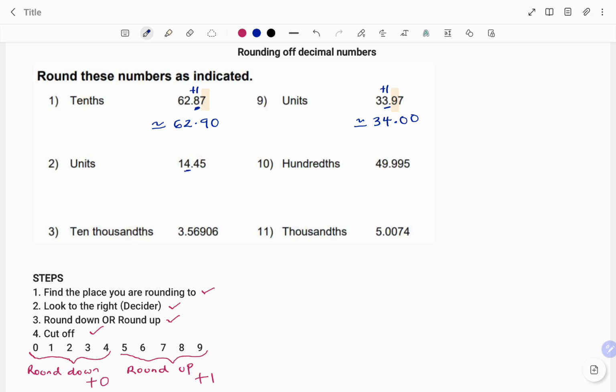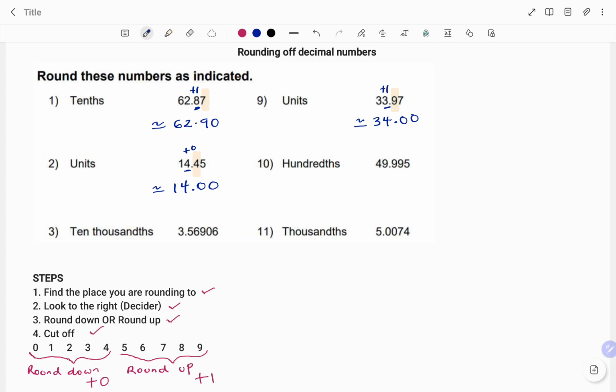In the third example, you're still rounding to units. I'm going to underline the number in the units position, which is 4. I look to the right for my decider, which is the number 4. Therefore, it's in the round-down group, which is +0. Therefore, my answer will be 4 plus 0 remains 4.00. You cut off the remaining number.